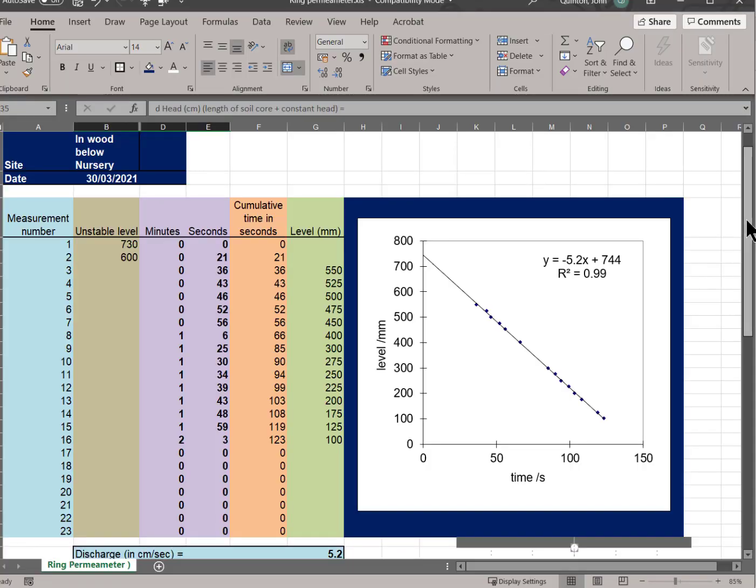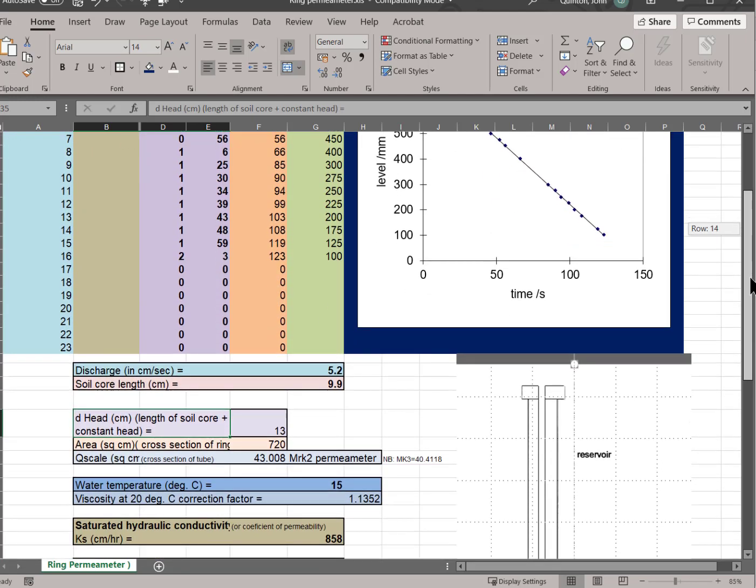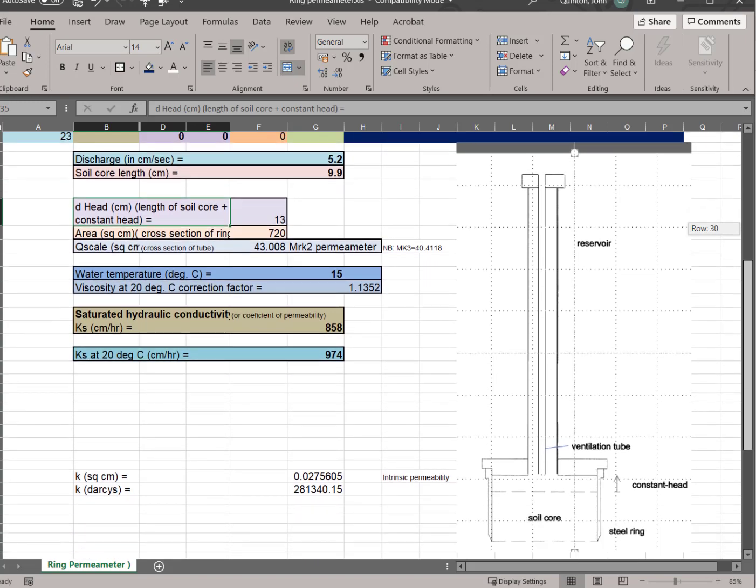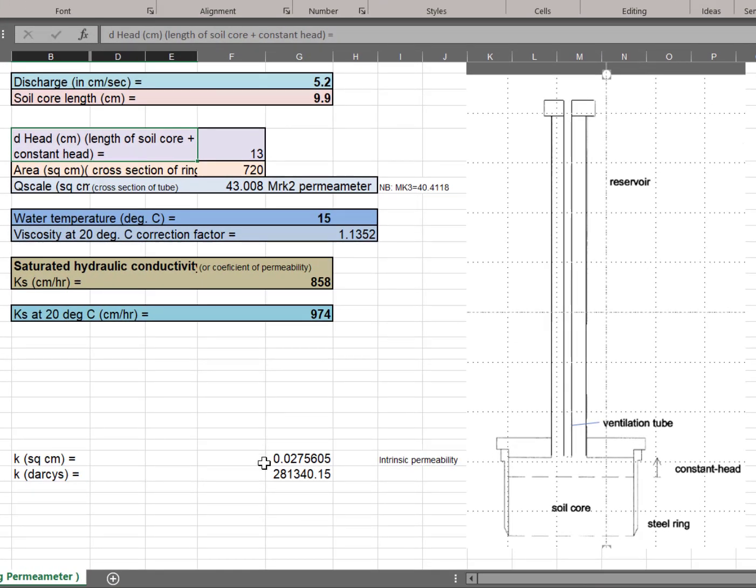Right, I'm just going to scroll down now, and we're going to have a look at the calculations. Okay, so this is where the 5.2, which is the gradient of the line in the graph, fits into the calculations. It's the discharge in centimeters per second through the core. We then have the core length, which is 9.9. So this is the length between the soil surface and the base of the steel ring.